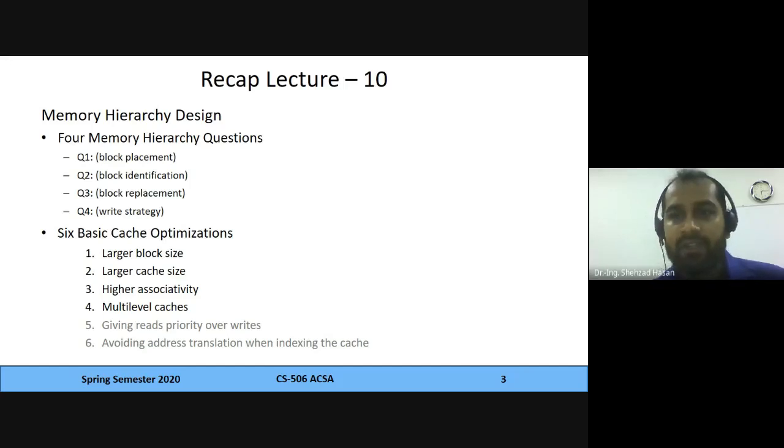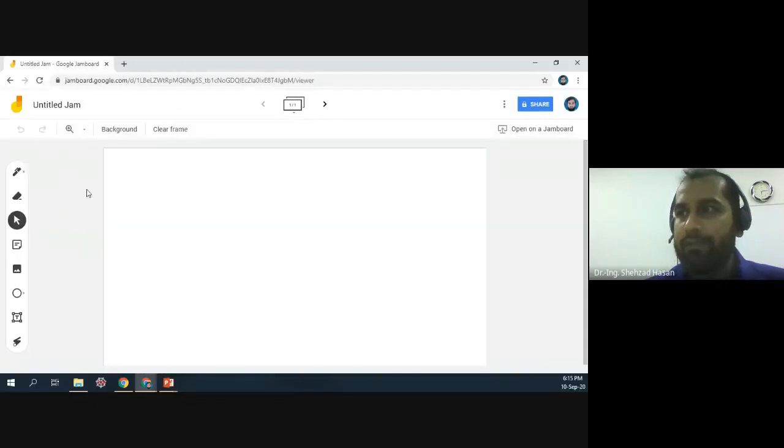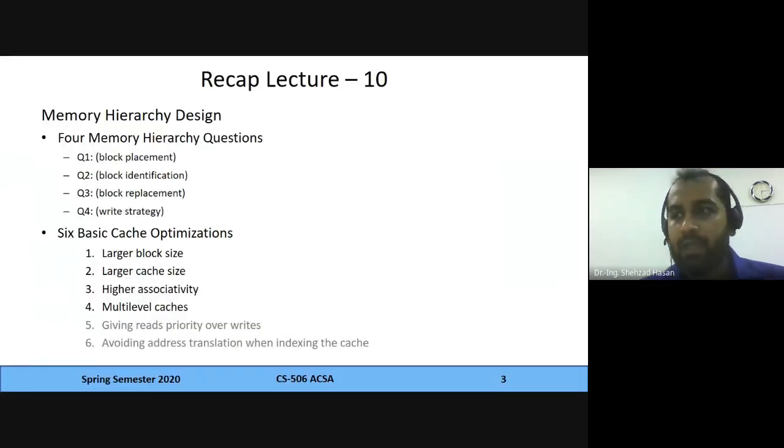So this gives us a bathtub kind of graph, where initially we are going to get some reduction in the miss rate, but then we get some increase in the miss rate again if the block size is increased too much.